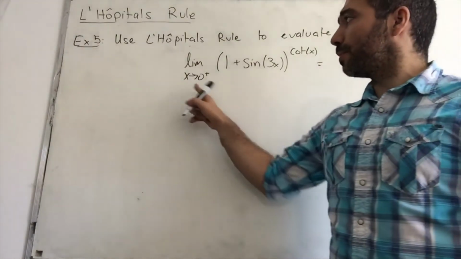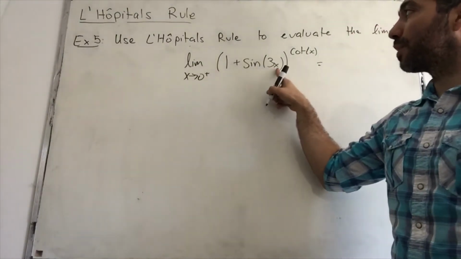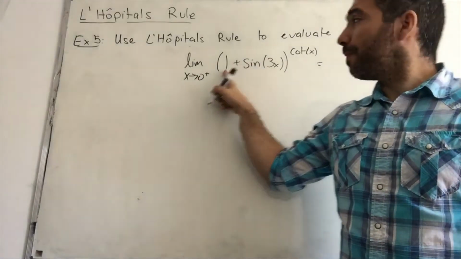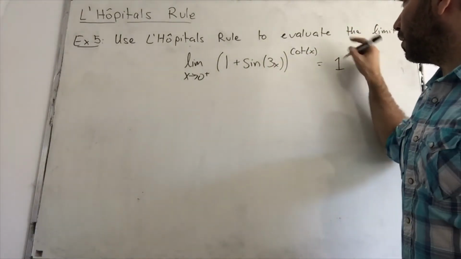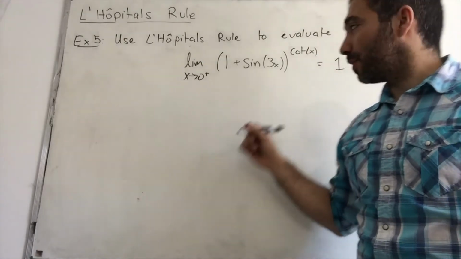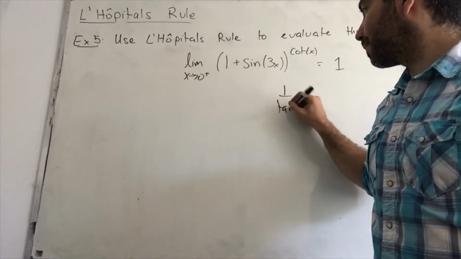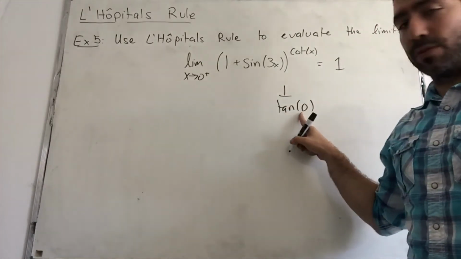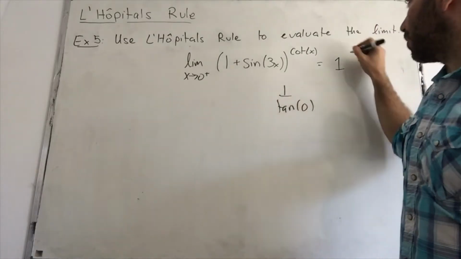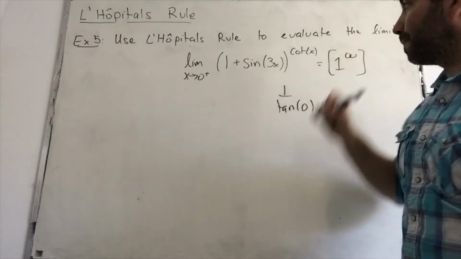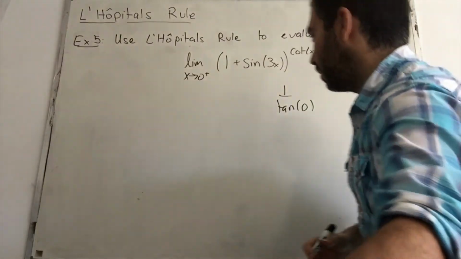First thing we could do is substitute x with 0. Sine of 3 times 0 is 0, plus 1 is 1, and we have 1 to the cotangent of 0. What's cotangent of 0? Well, cotan is 1 over tan, and tan of 0 is 0, so what we really have is 1 over 0, which is infinity. Okay. So we have a case 4 indeterminate form.